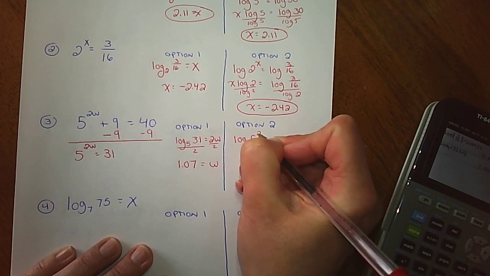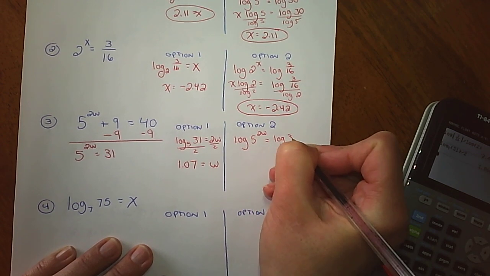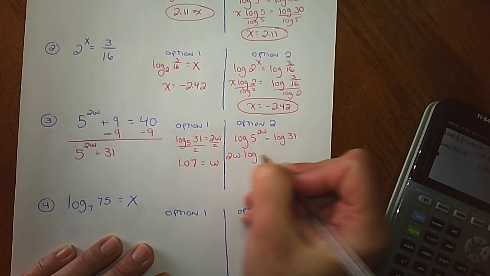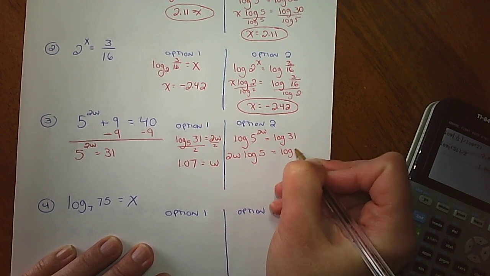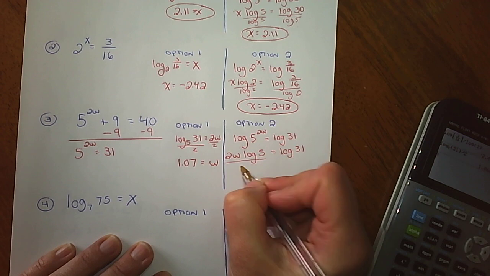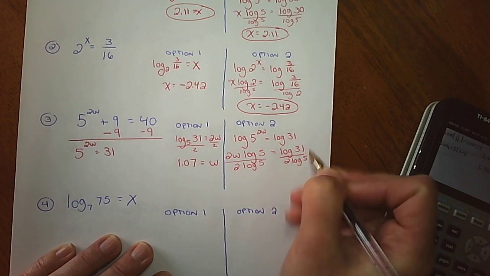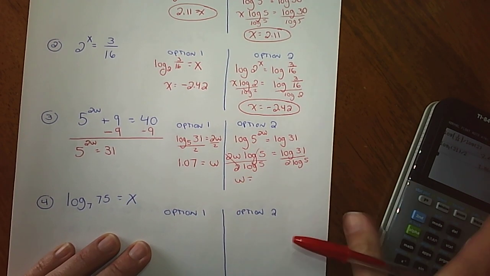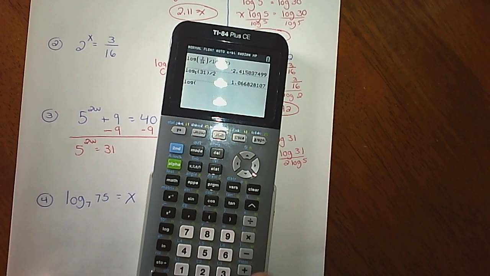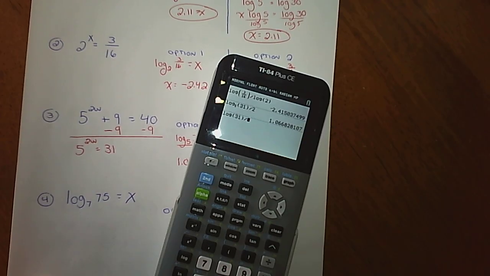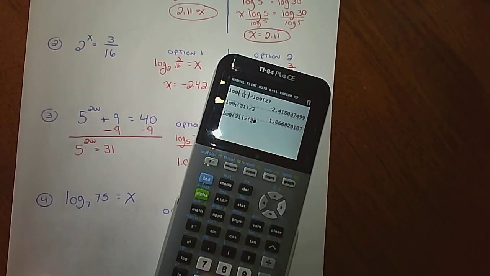So it's log 5 to the 2w equals log 31. Now the 2w falls in front. Now I want to get w alone, so I'm going to divide by the 2 and the log 5. W equals, now on my calculator, do log 31, divide by, since there's a bunch of things in this denominator, you just type in parentheses 2 log 5, and close the parentheses twice. All right, notice we've got the same decimal.